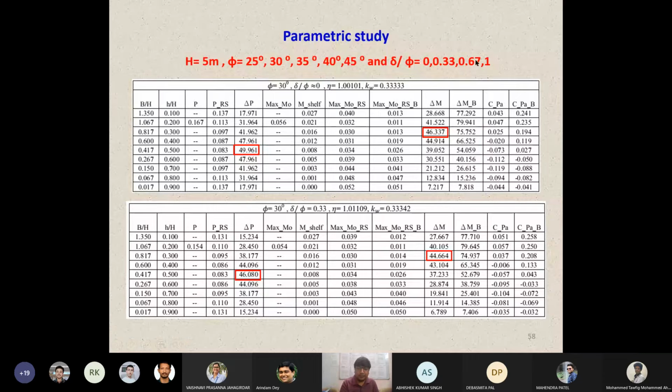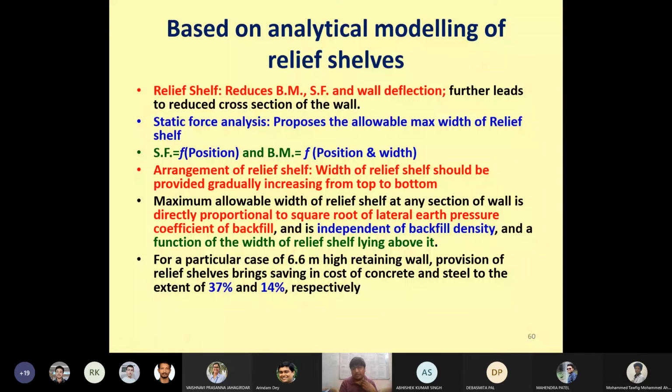So this is a wide ranging study, and what we noted, quickly wrapping up what we discussed over there, is that the relief shelf reduces the bending moment, shear force, as well as the wall deflection. From the static force analysis, we can give you the maximum allowable width of relief shelf. If you provide a relief shelf wider than the allowable width, it will definitely have a tendency to move the wall into the backfill.